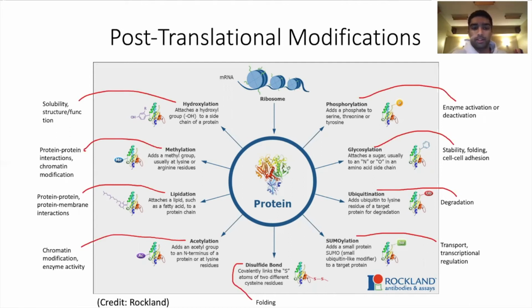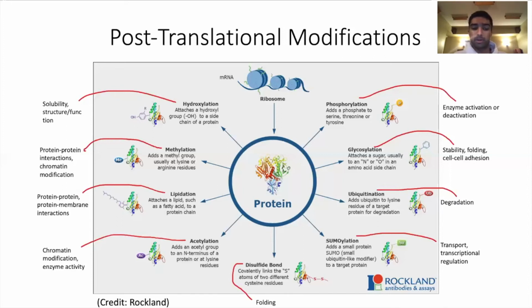Hydroxylation is the attachment of an OH group to the side chain of a protein. This helps with solubility and different structure and functional elements. Methylation is adding a methyl group, which is CH3, usually at lysine and arginine residues. Residues are what we call the amino acids once they've been integrated into a peptide, because they're not really amino acids anymore. They're part of the peptide. They're the residues of amino acids. So methylation helps with protein-protein interactions and chromatin modification. Chromatin modification, if you remember, is a way to change how much a certain gene is transcribed.